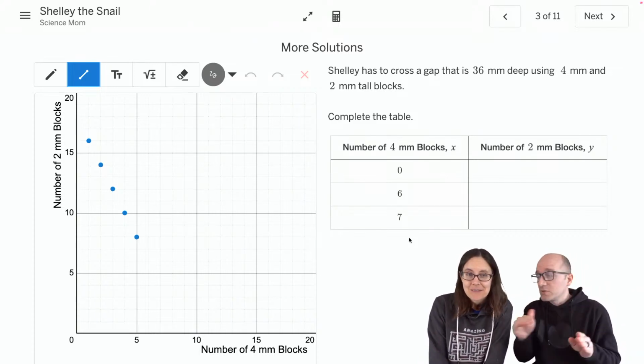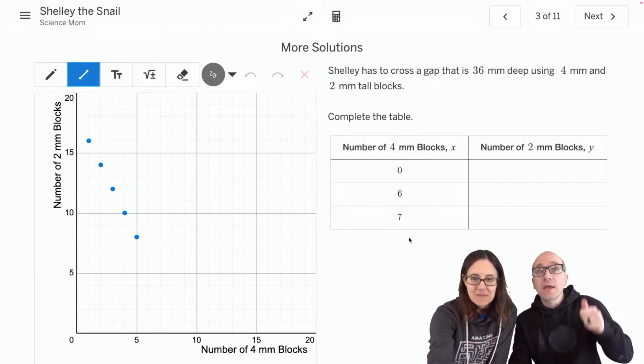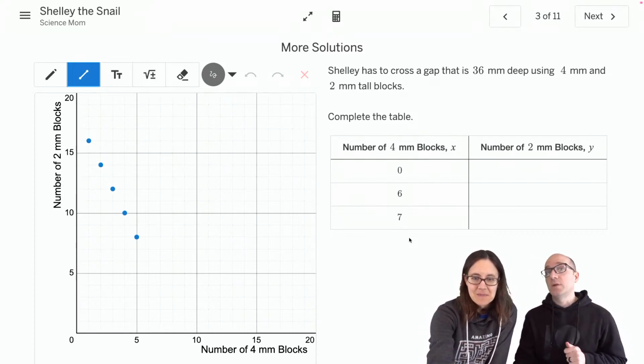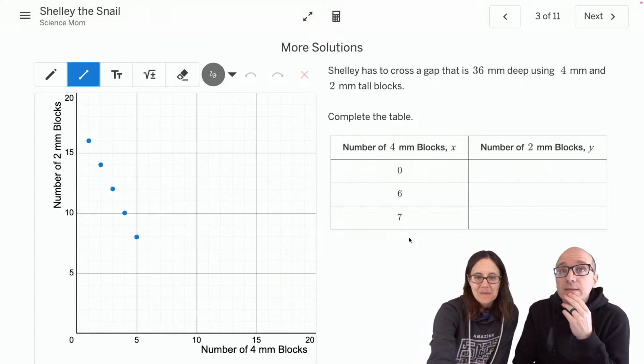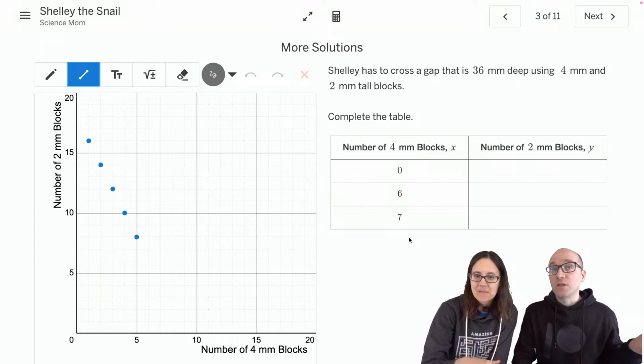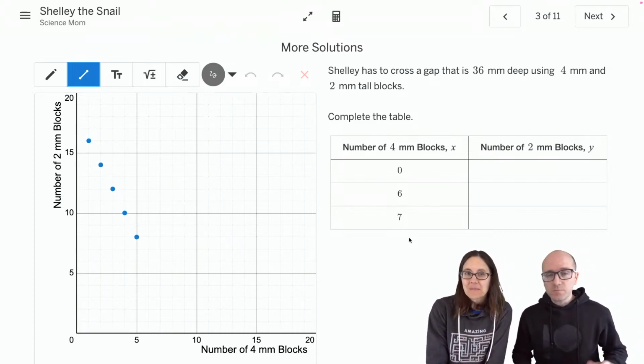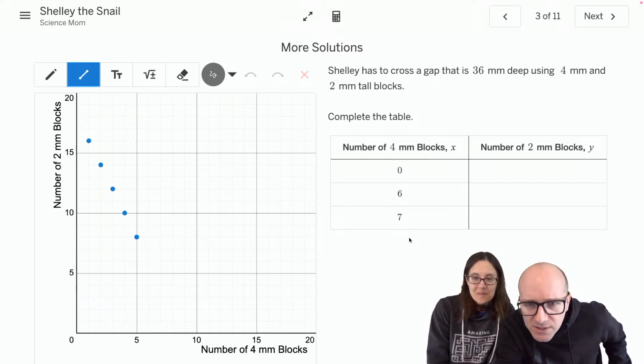A graph. So along the horizontal axis, I'm seeing 4 millimeter blocks, the number of those, and for the vertical axis, number of 2 millimeter blocks. And really, this is the exact same question as on the previous screen, just with slightly different numbers of 4 millimeter blocks. Okay, so let me just check the dashboard.